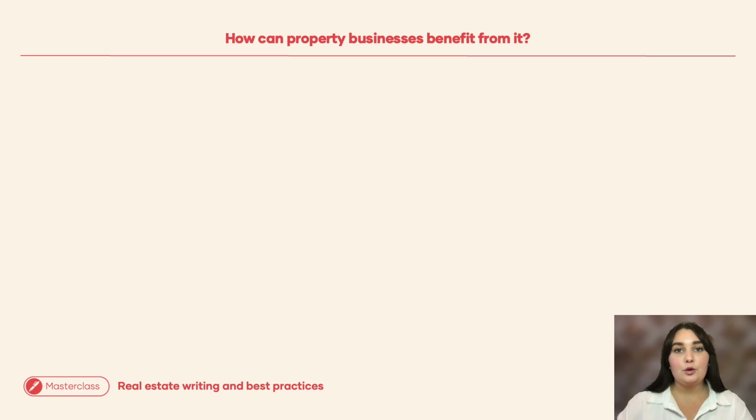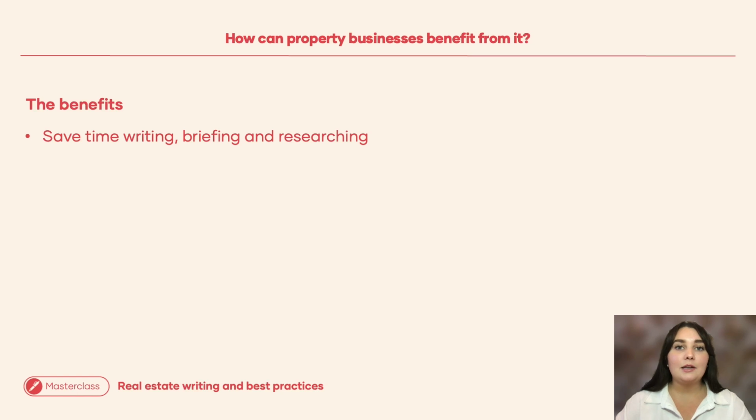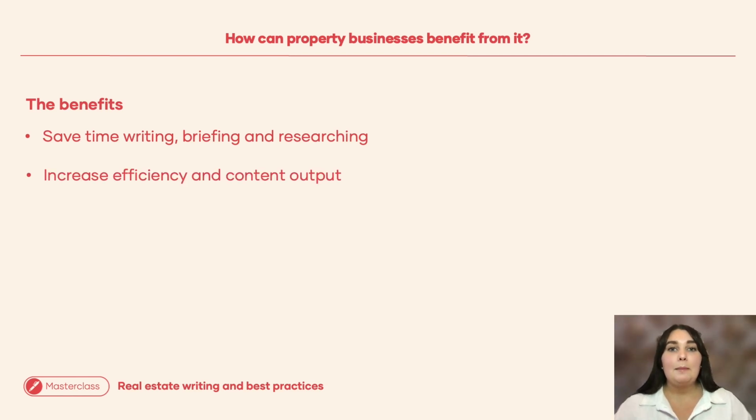There are a number of ways that you could benefit by incorporating ChatGPT into your content marketing processes. And the first is saving time when it comes to writing, briefing, and researching your content. But you may find that you need to dedicate a little bit more time to proofreading and editing this content to ensure that it adheres to your tone of voice and that it's also covering the right topics. This could also lead to increased efficiency and a maximized content output. If you're saving time when it comes to generating these ideas and generating the basic text, you may find that you've got more capacity to edit and then publish this content.